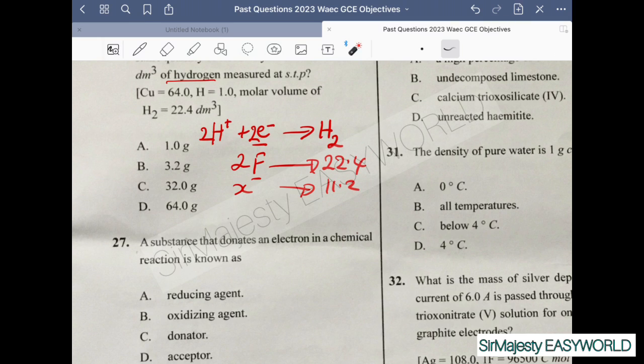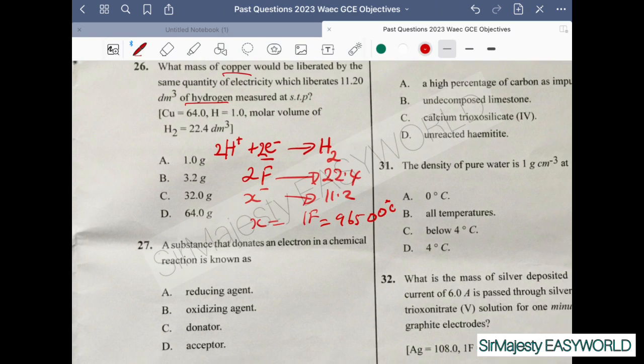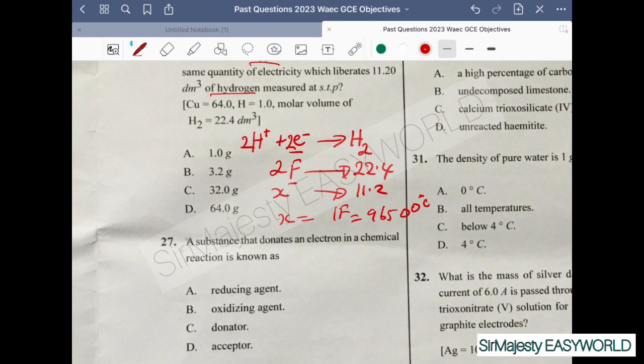So what must we do here? Since the half of 22.4 is 11.2, it means we are going to get the half of 2F. Half of 2F, meaning 2F divided by 2, is 1. So automatically X will give us 1 Faraday. It means that the quantity of electricity supplied is 1 Faraday, which is 96,500 coulombs. The 96,500 is not needed here. We just know that it is 1 Faraday.